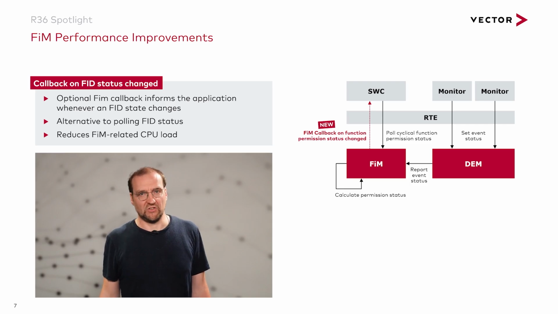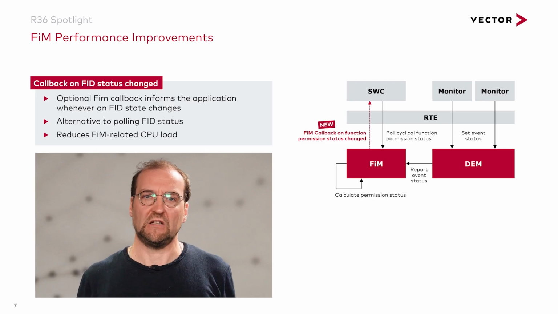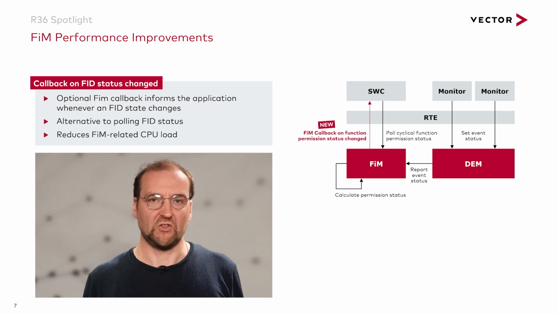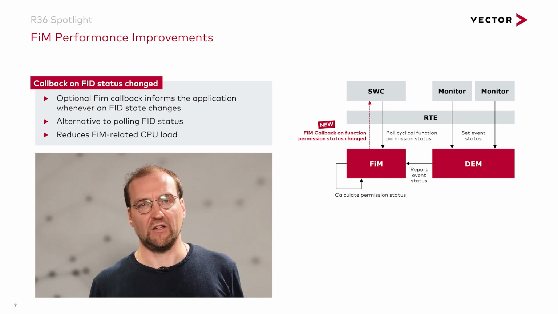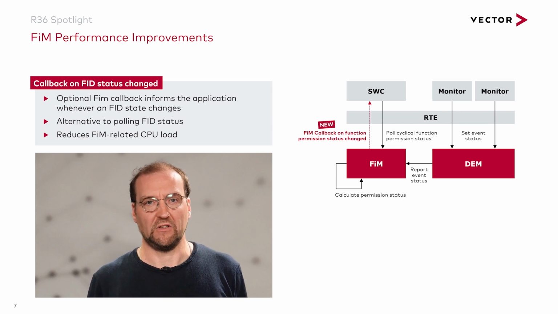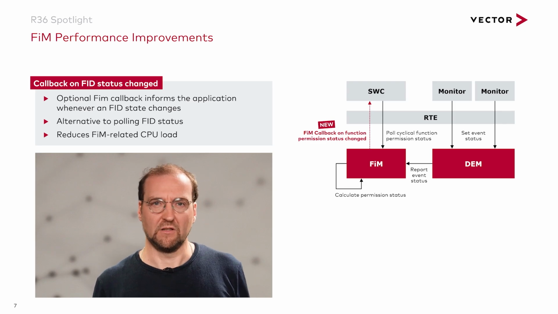Like already mentioned, we continuously improve our MICROSAR Classic stack in both performance and code size. With release 36, we introduced two FiM improvements that significantly enhance performance. The first improvement addresses how fit status changes are handled. Traditionally, applications rely on cyclic polling to monitor FiM status, which causes unnecessary CPU load and delays. With release 36, FiM now provides an optional callback mechanism.